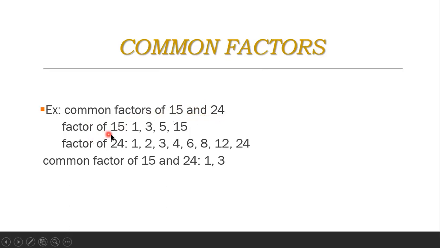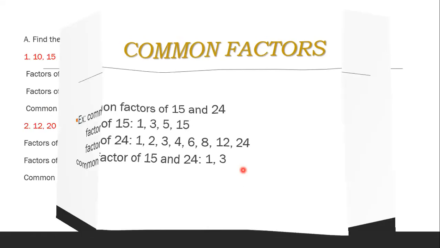First, you have to find the factors of 15. 1 15 is 15, 3 5s are 15, 5 3s are 15, 15 1s are 15. Next, factors of 24: 1, 2, 3, 4, 6, 8, 12, 24. Now in these, what are the common numbers you have to take? 1 is common, then 3 is common. So the common factors of 15 and 24 are 1 and 3. In this way, we will find common factors.